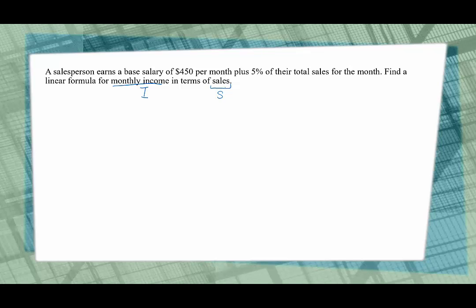Okay, so how much is the monthly income? Well, what's going into the monthly income? It tells us in this first sentence, the base salary of $450 per month. So that's going to happen no matter what the salesperson does, plus 5% of their total sales for the month. So we're going to set this up. The monthly income will be that base salary, $450, plus 5% of the total sales.